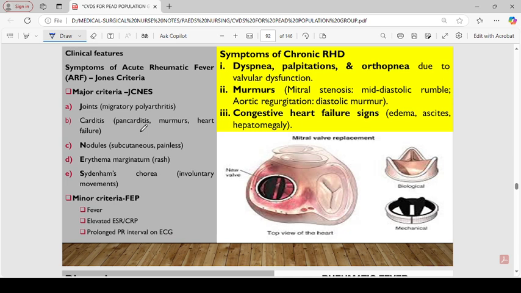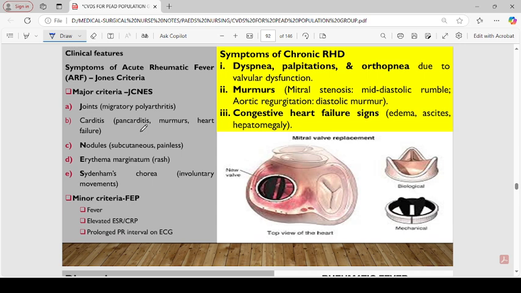In terms of signs or the clinical features, we have the mnemonic JONES, right? Jones, like the jaws, J-C-N-E-S. J for joints, where we're going to have migratory polyarthritis. C for carditis, which presents with murmurs and heart failure, and nodules, subcutaneous and painless. Erythema marginatum, the patient is going to present with a rash, and Sydenham chorea, which is involuntary movement.